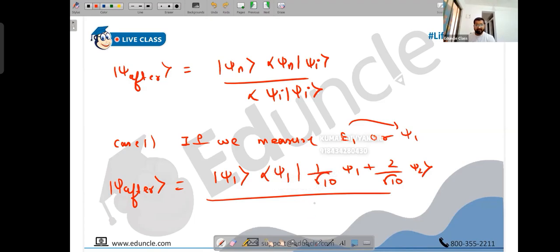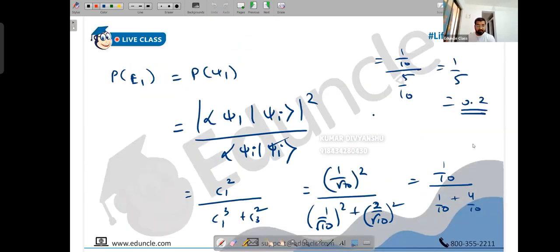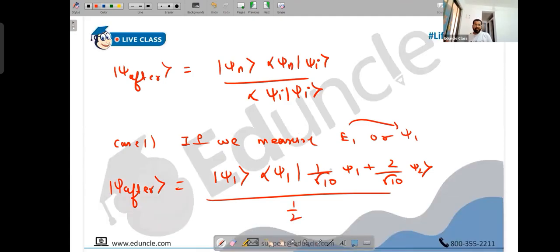No, sorry. What does it come out to be? One by two. This one you already calculated one by many times, so it is squared right now. Because you're writing this formula, you can write it for one time: 1 upon root 10 psi 1 plus 2 upon root 10 psi 2. You have to take the scalar product with itself: 1 upon root 10 psi 1 plus 2 upon root 10 psi 2.